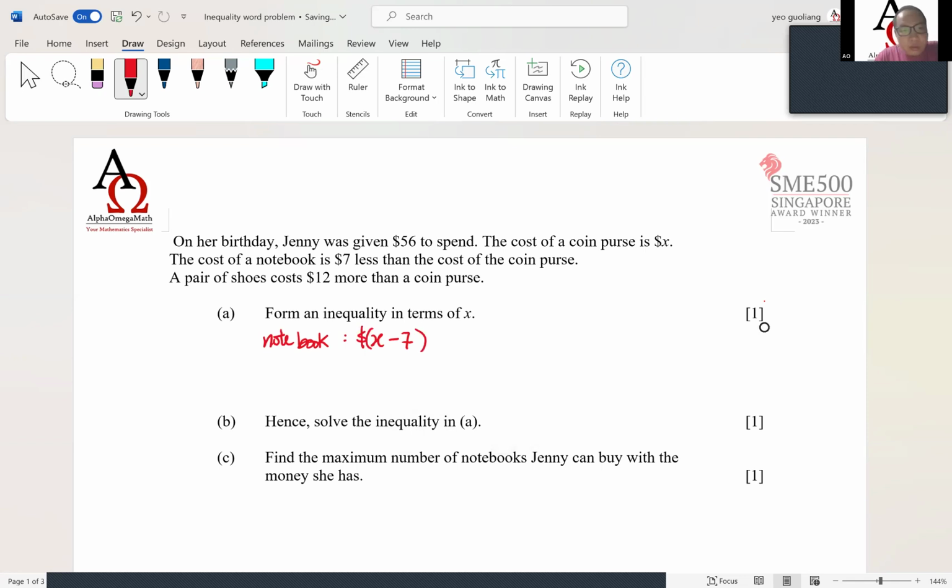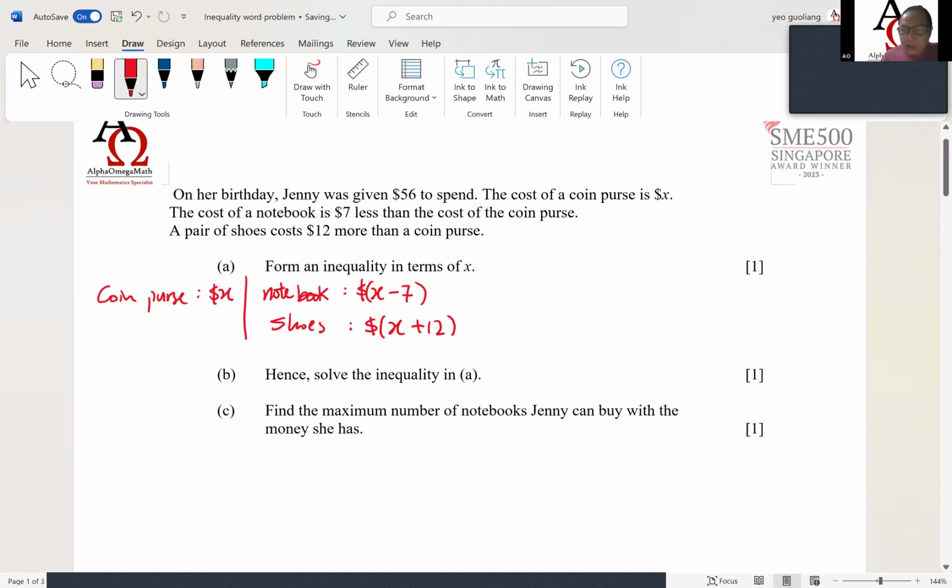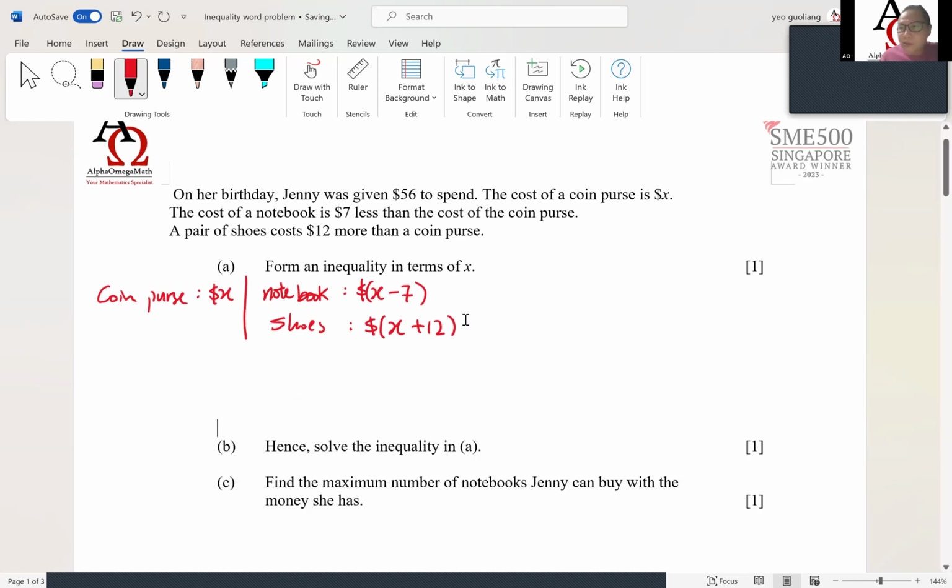Now the story continues with a pair of shoes that cost $12 more than a coin purse. So shoes would cost X plus 12, right? Because it's $12 more. Okay, so we've got one more item, which is, of course, our coin purse. Our coin purse is X dollars. So you've got X dollars for the coin purse, X minus 7 for the notebook, and X plus 12 for the shoes.